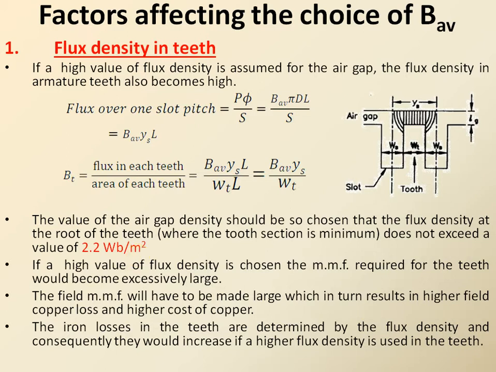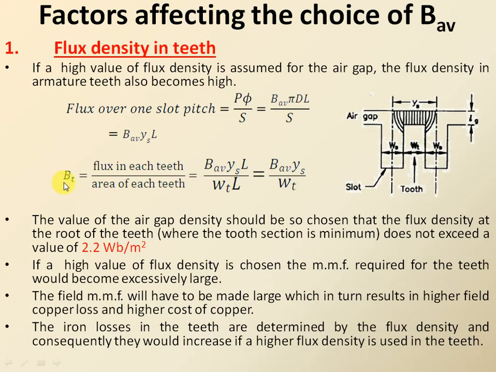This will be the limiting parameter for specific magnetic loading, considering the effect of flux density in teeth. Hope it's clear for you. I will be explaining it once again. If you see from this relation, it's very clear that the flux density in teeth is directly proportional to the specific magnetic loading. So if you choose a very large value of specific magnetic loading, then definitely the value of flux density in teeth also becomes large.